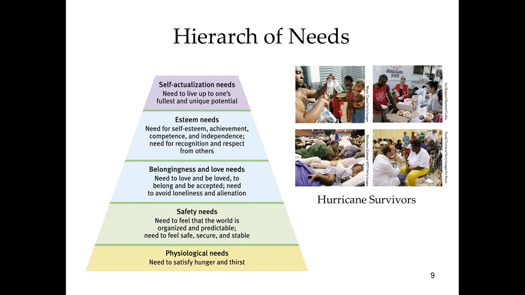So the need to feel that the world is organized, predictable, safe, and secure. So this is where things like shelter come into play. So first you make sure that you have your food to survive, and then you build a shelter. The next thing is getting some sort of feeling of belongingness and love. So the need to love and be loved is a very important need because it lends itself to avoiding loneliness and alienation, which, as we learned in past lectures, can be very stressful and can lead you to have some negative health consequences as well. So belongingness and love needs are very important.